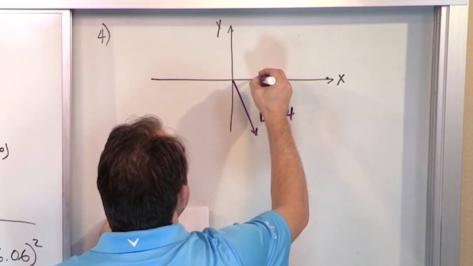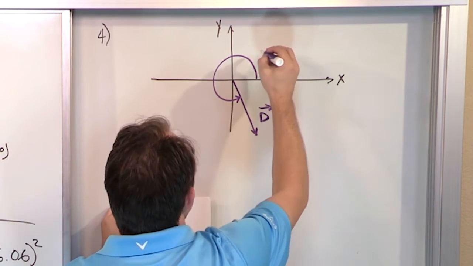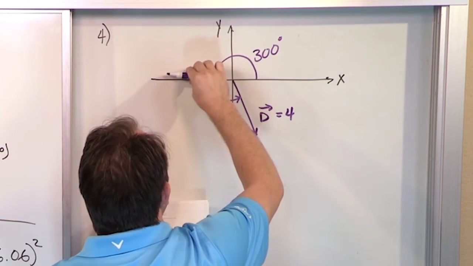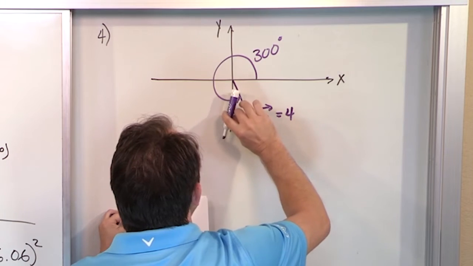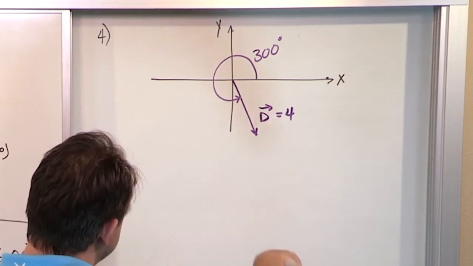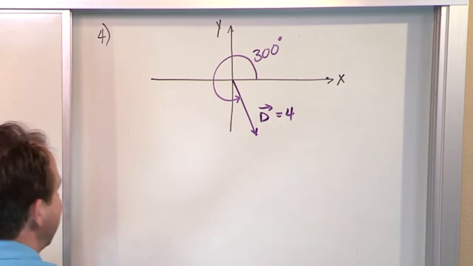And let's go ahead and say that we measure all the way around. The angle here is very large, obviously, 300 degrees. Why? Because this is 90 degrees, this is 180 degrees, this is 270 degrees, and a little bit past that is 300 degrees. So that defines the direction of the vector and the length of the vector, the strength, magnitude of the vector.